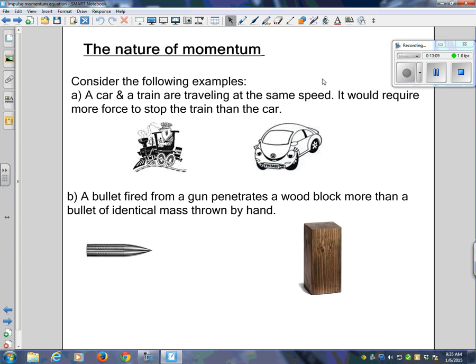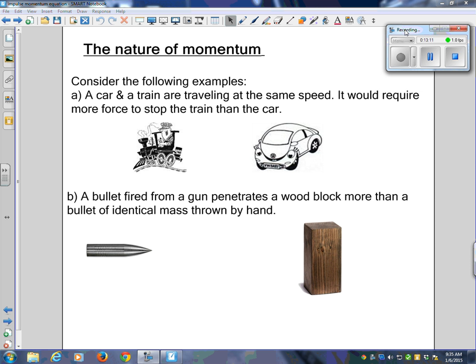Okay, this is just basically a quick review about momentum. You can choose to write it down or not, here's your choice. Consider the following examples. A car and a train are traveling at the same speed. It would require more force to stop the train than the car. Why? More mass. The train is much more massive.